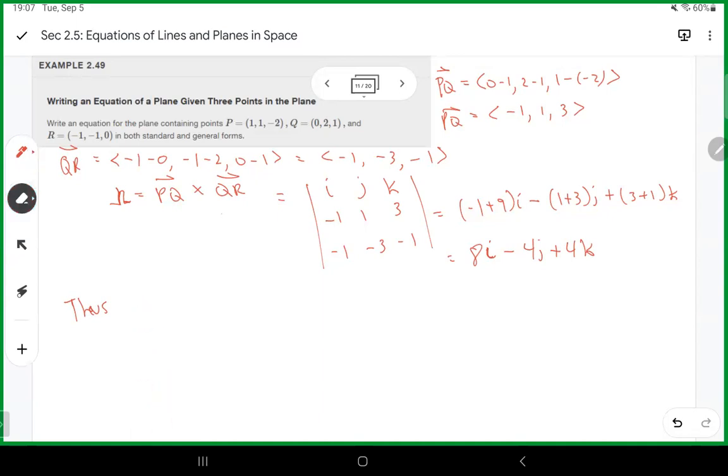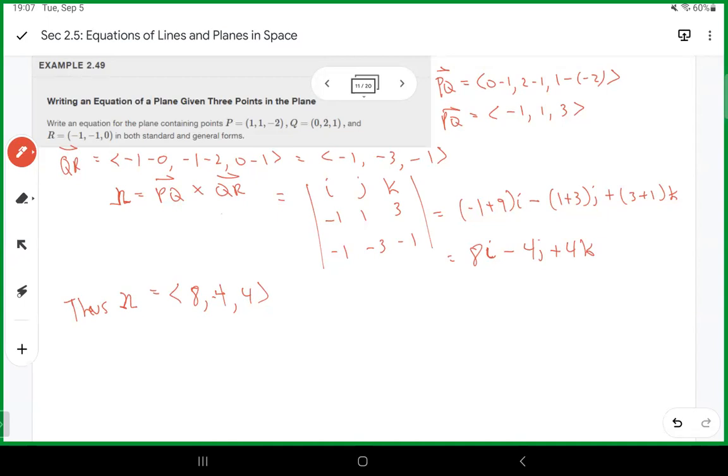It's really hard to do an n as a vector. N equals 8, minus 4, 4. I'm dying, guys. And we can choose any of the 3 points to write the equation of the plane. So you can use P, Q, or R.